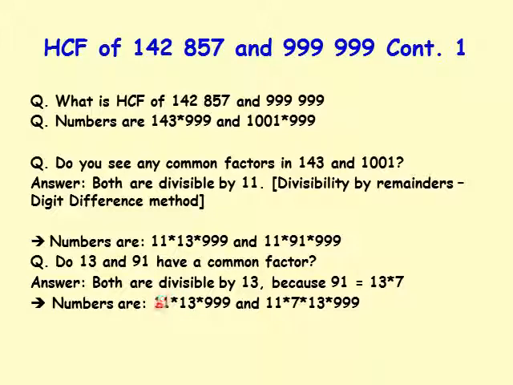So we have 11. The first number is 11 times 13 times 999. The second number is 11 times 7 times 13 times 999. Do you see any common factors here? 11 is a common factor, 13 is a common factor, and 999 is a common factor. 11 is here, 13 is also here, 999 is also here.